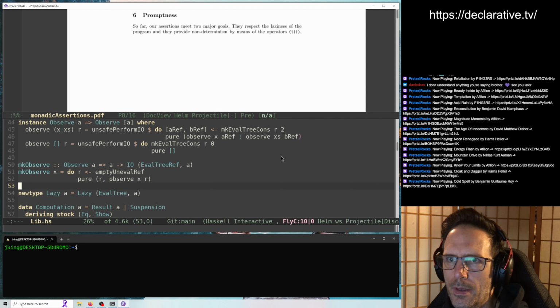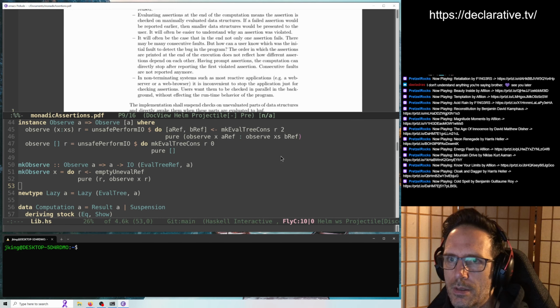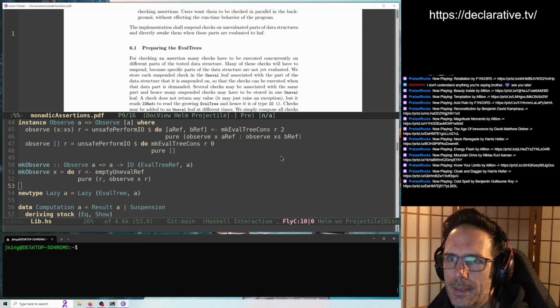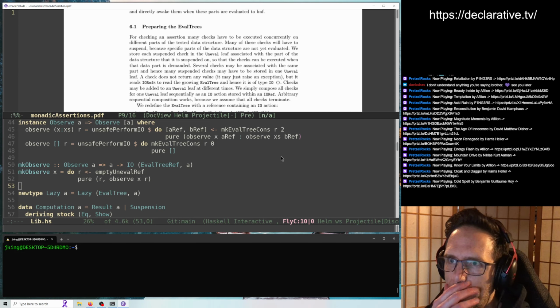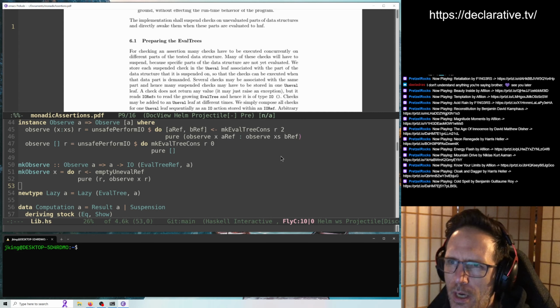Promptness. So far, our assertions meet two major goals. They respect the laziness of the program, and they provide non-determinism. However, we still want our assertions to be prompt for the following reasons, which we all know and love. So the implementation shall suspend checks on unevaluated parts of data structures and directly awake them when those parts are evaluated to head normal form. So, preparing the eval trees.